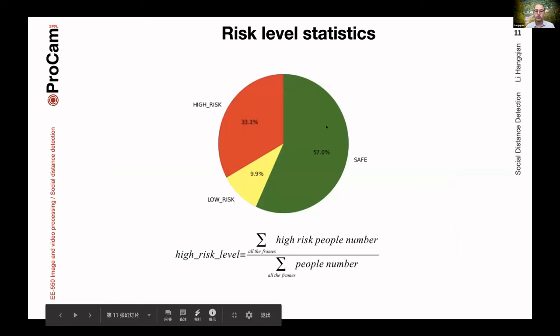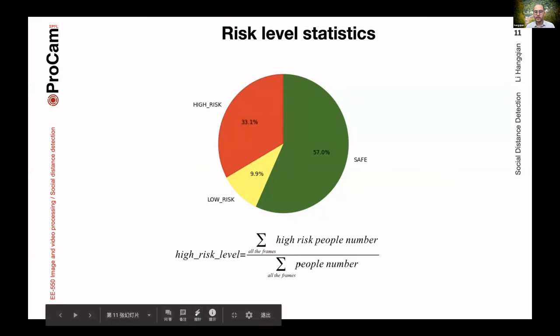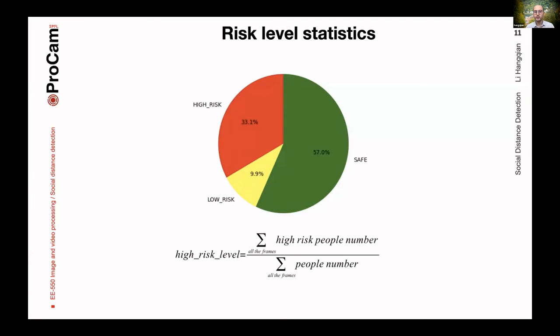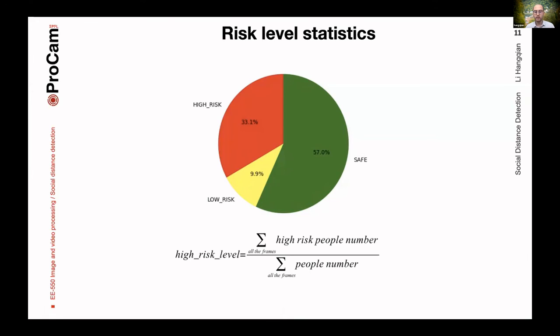Okay, next. After the detection, I can get risk level statistics. I sum all the high risk people numbers across all the frames over the people numbers in all frames, so I can get a high risk level. Using this, just now the risk level is 33%. And using this risk level, some government officers or shop owners can take measures to control COVID-19.